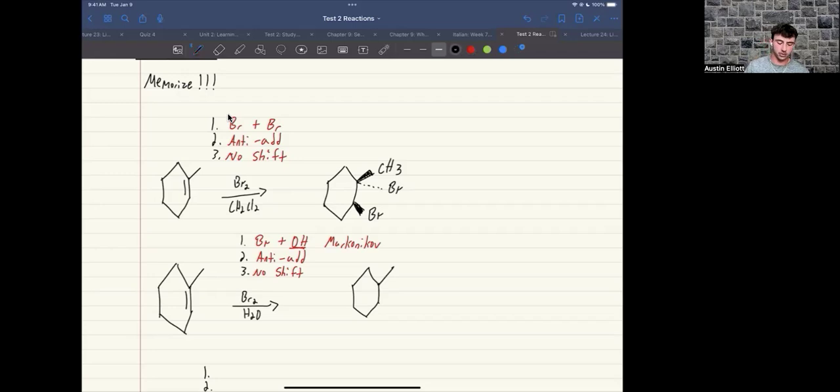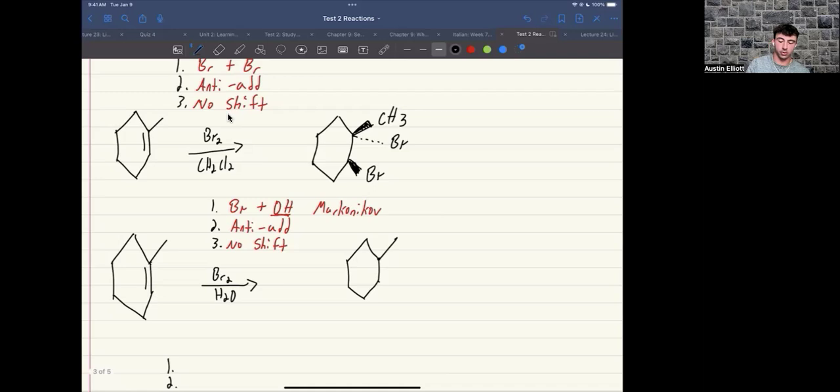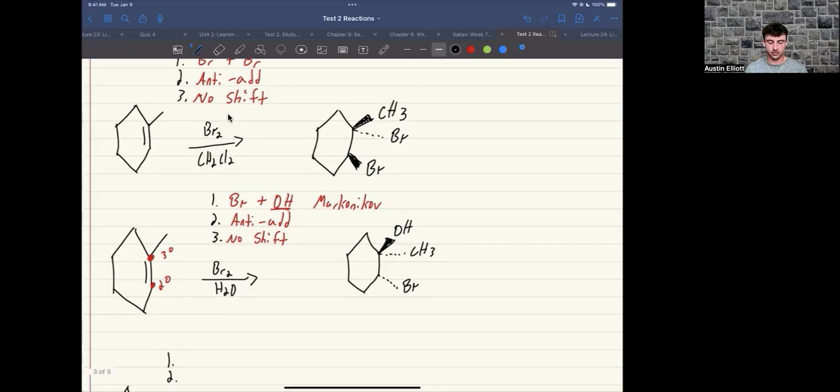So when we go to add our groups, like I was saying, our more substituted carbon right here is our 3 prime, this is our 2 prime. So our alcohol is going to add on to our 3 prime position. So we'll show that with a wedge. And we'll have our methyl group coming off here. And then our bromine, like this. Once again, showing the anti-addition with the wedge and the dash line, showing the cis versus trans.